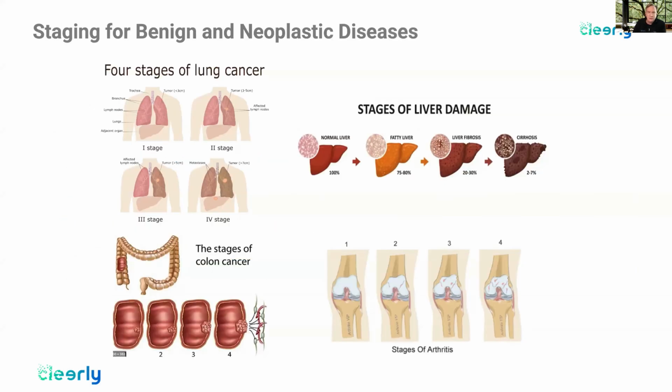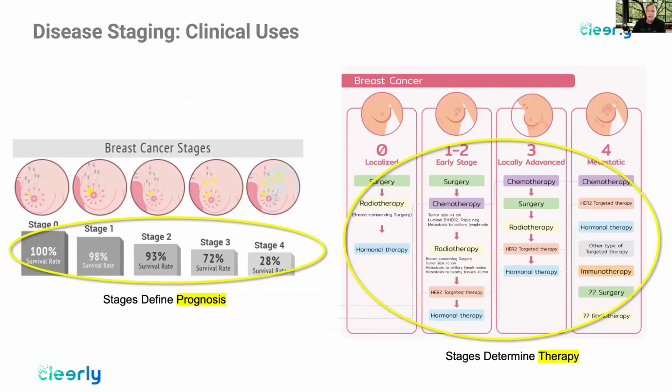I think everybody understands that there's lots of staging systems out there for both neoplastic and benign diseases. Lung cancer staging is quite familiar to many of us. Liver damage stages, colon cancer. There's even a staging system for arthritis, but a staging system has not existed for coronary atherosclerosis. Staging systems are generally used for a number of different purposes.